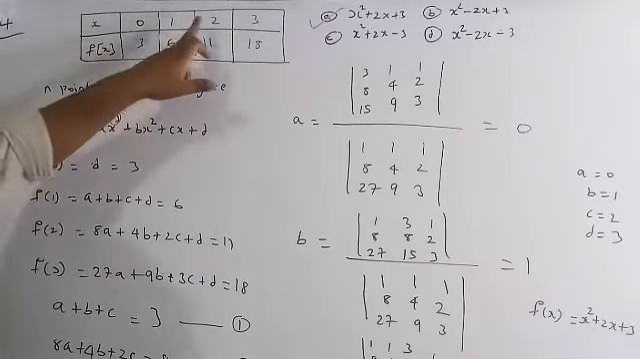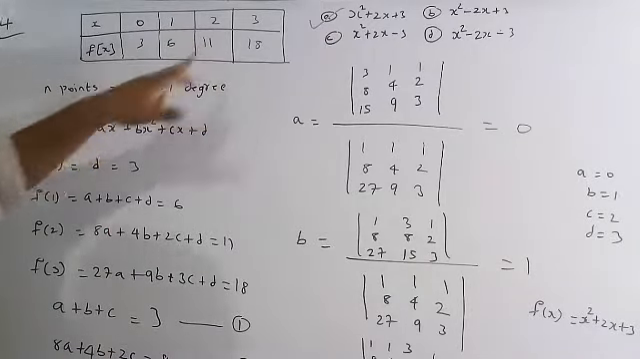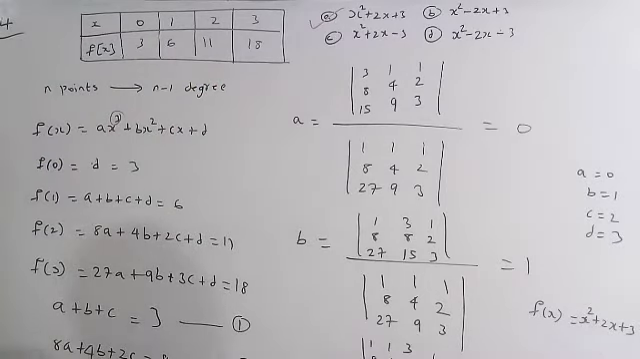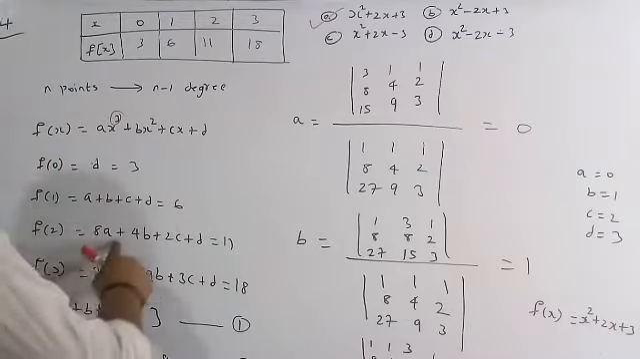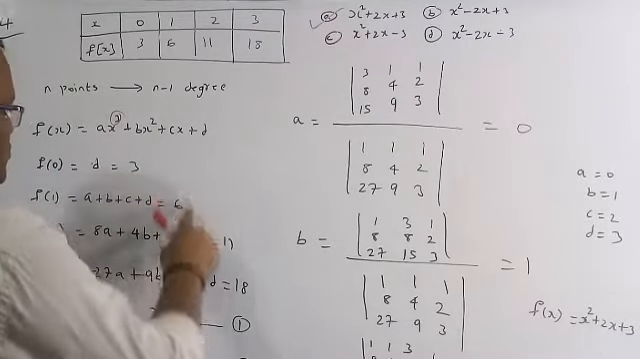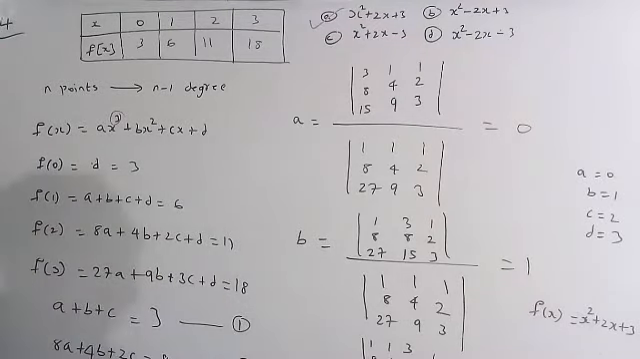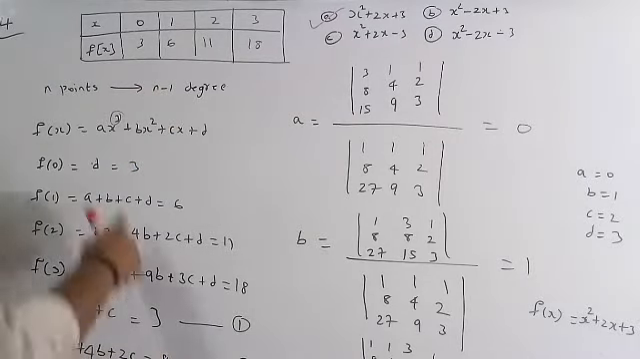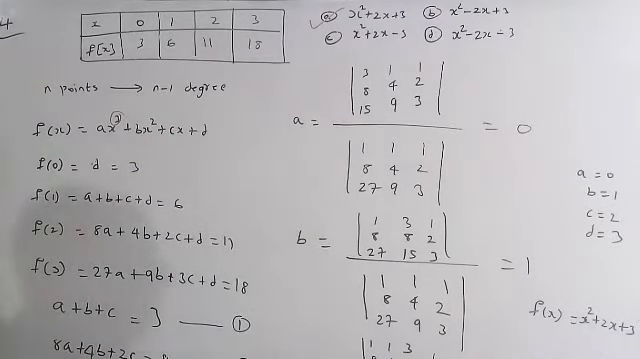Similarly, when x is equal to 2, f of x is 11. Substitute 2 in place of x, and it has to be equal to 11. So 2 cube is 8, 2 square is 4, so 8a plus 4b plus 2c plus d is equal to 11. And similarly when x is equal to 3, the f of x value is 18. In place of x substitute 3, and f of x has to be 18. So 27a plus 9b plus 3c plus d is equal to 18.